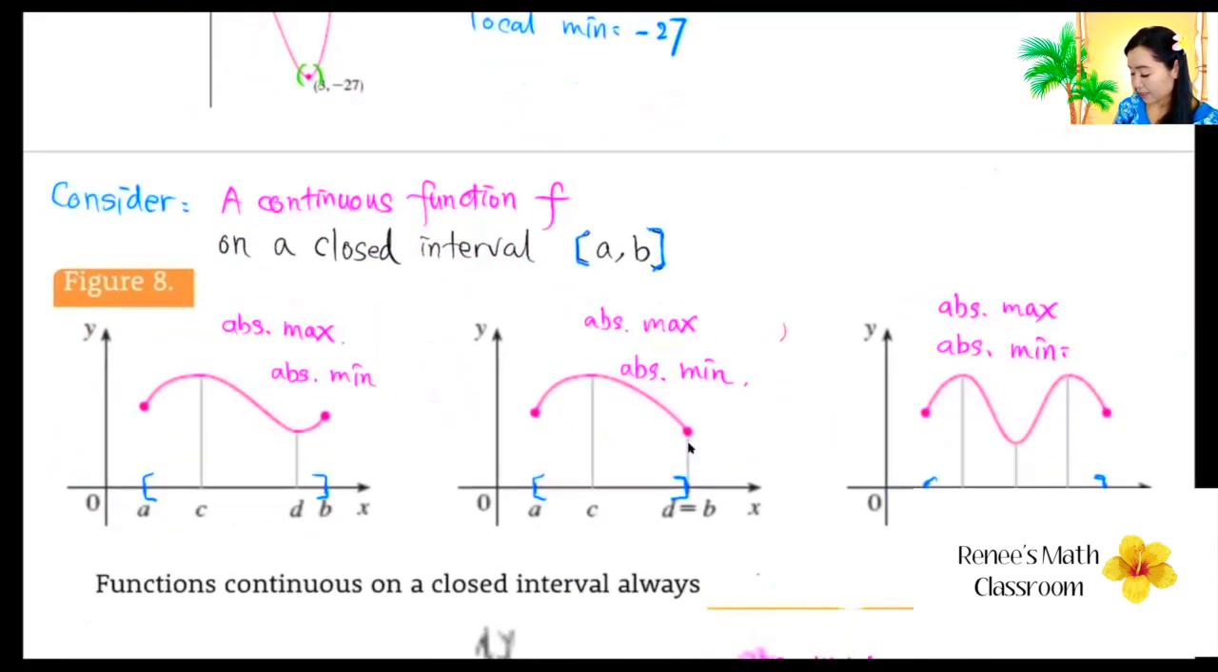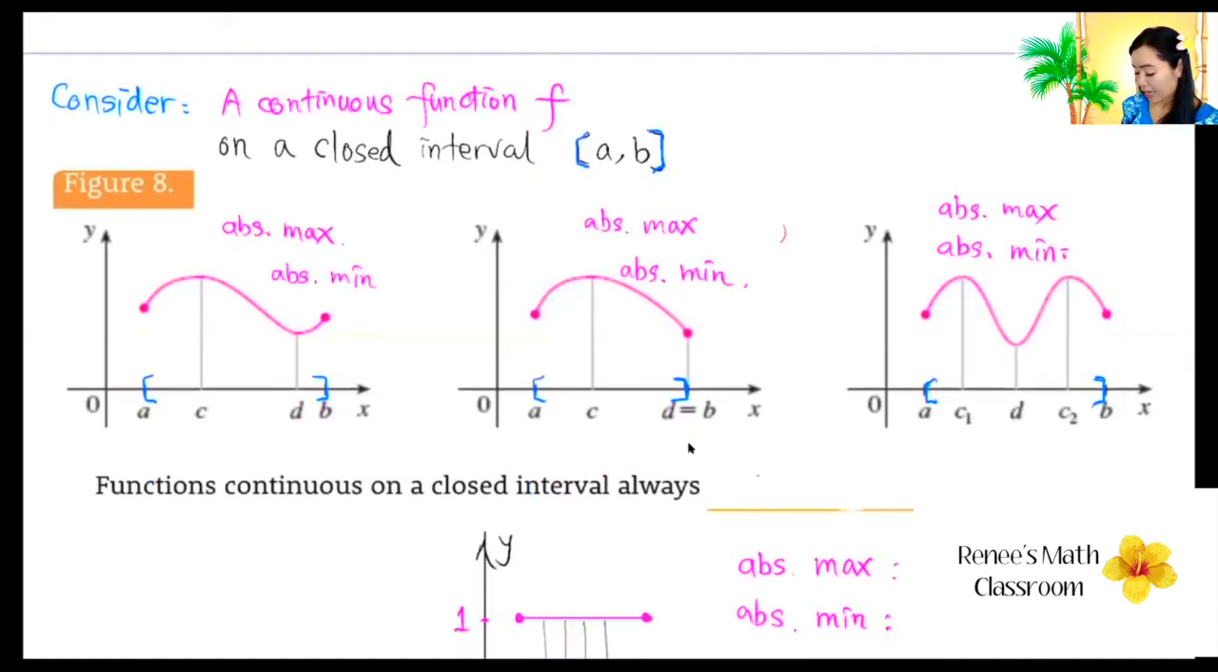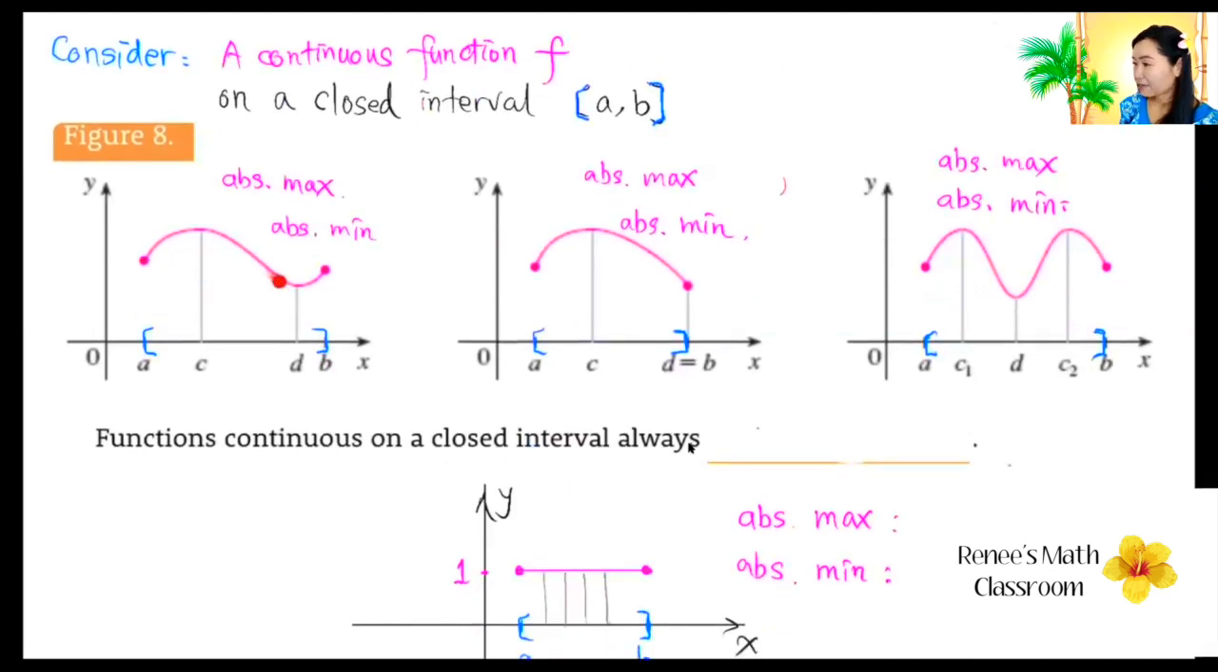Now consider a continuous function on a closed interval. I have 3 cases over here as stated. What does continuous mean? That means it has no break. If you're looking at the graph right here, you see there's no break. So a continuous curve has no break on this closed interval a to b, and it could be like this, this, and this.